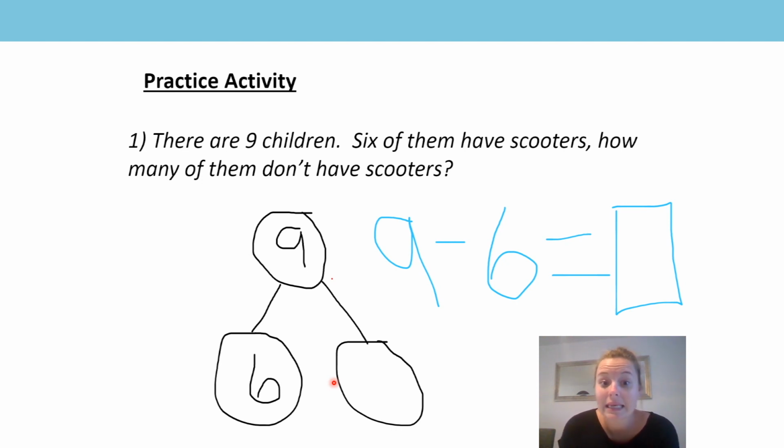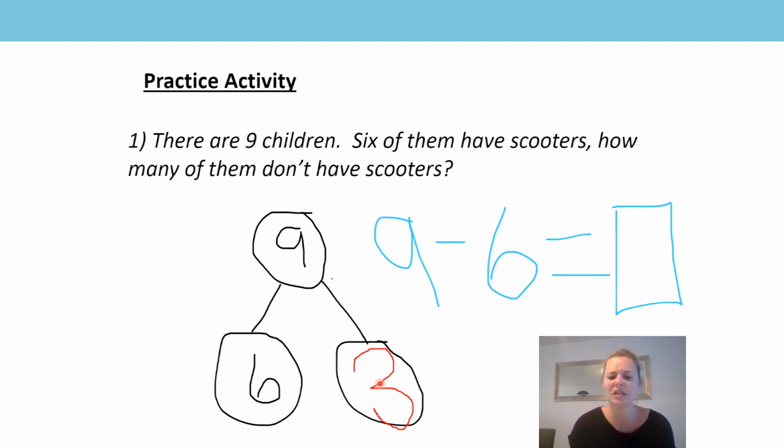We're going to split 9 into our 2 parts. We've split it into 6 already because that's how many children have scooters. And what number is going to go into our other part? That's right, 3. 3 is going to be our other part, and 3 represents the number of children that don't have scooters. So we know now that we have 9 children altogether, 6 of them have scooters, and 3 of them don't have scooters. And when you add 6 and 3 together, they create the total 9.